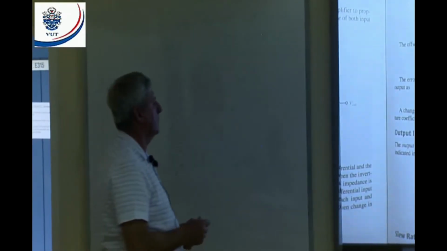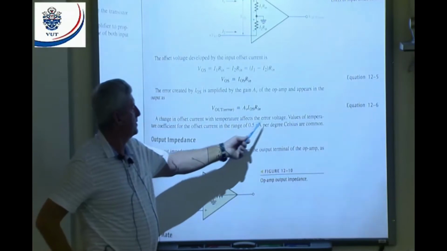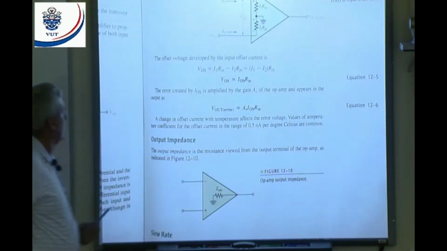And then how do they specify it? They say change in offset current with temperature affects the error voltage. Values of temperature coefficient for offset current in the range of 0.5 nanoamps per degree Celsius are common. All right, they just give us what's a common value for that.